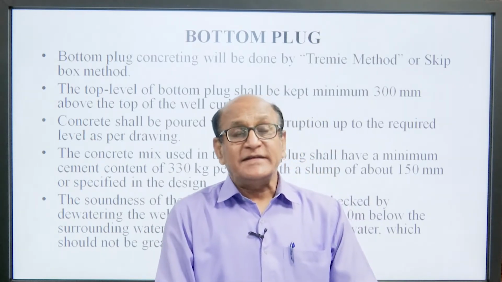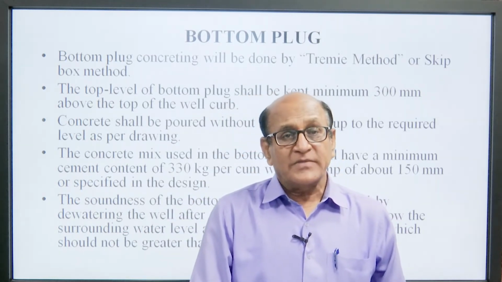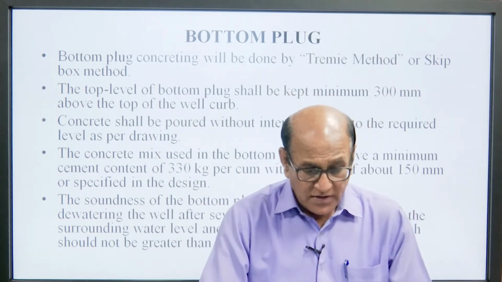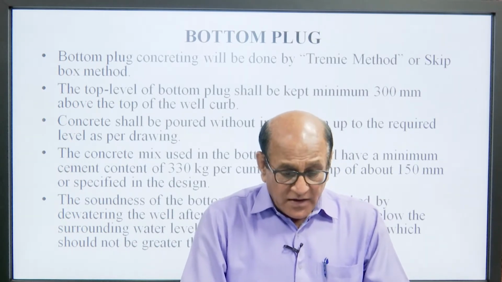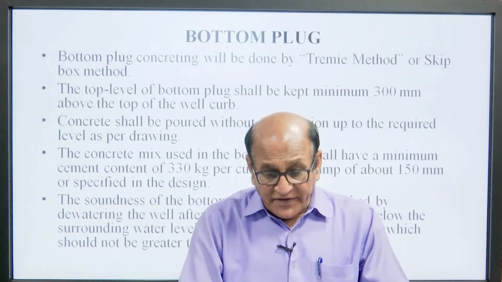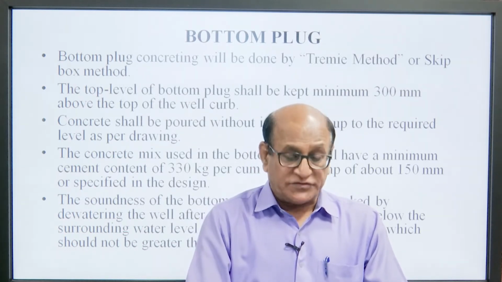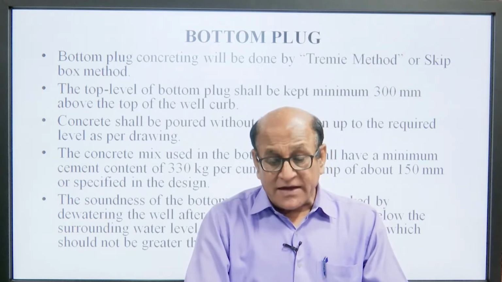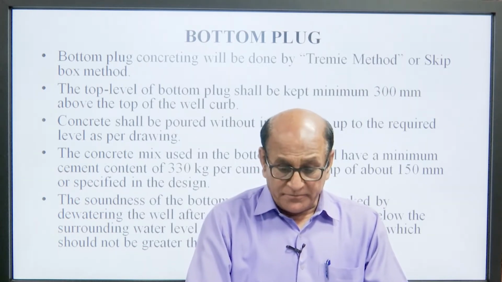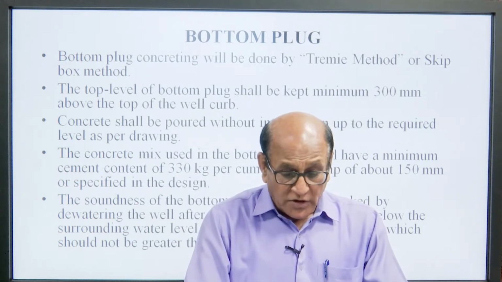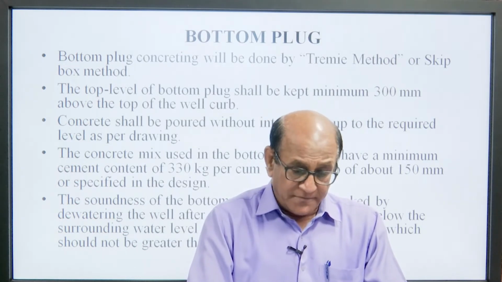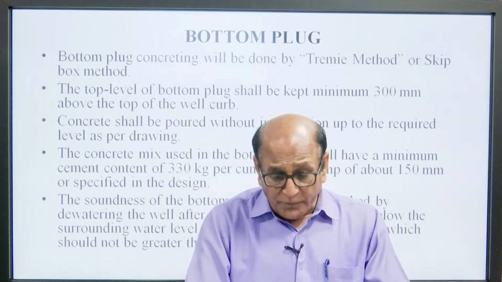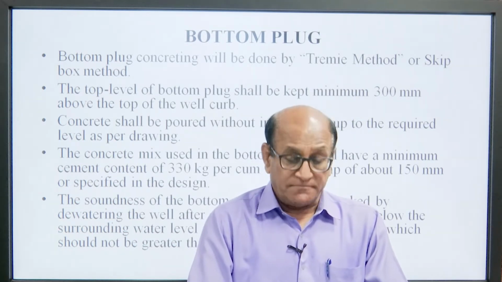Now, the bottom plug is one of the last things done at the bottom level of the well. The bottom plug concreting will be done by the tremie method or escape box method. The top level of the bottom plug shall be kept a minimum of 300 mm above the top of the well curb. Concrete shall be poured without interruption up to the required level as per drawing.